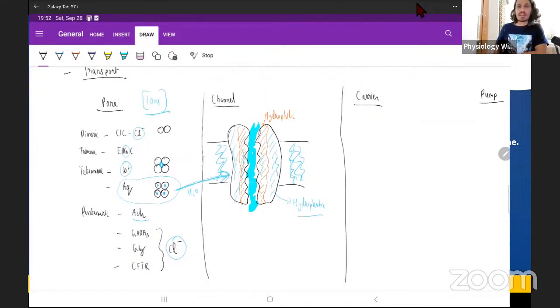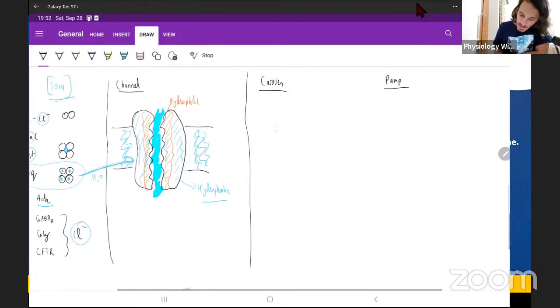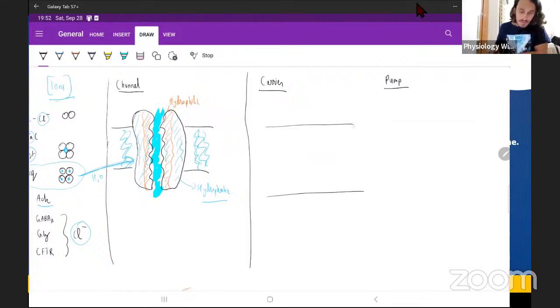What exactly is a carrier? So you have the membrane. Okay, and let me just draw it slightly thinner. Now we have a substance here, high in concentration, but polar. Okay, low here. Now this has to go in.